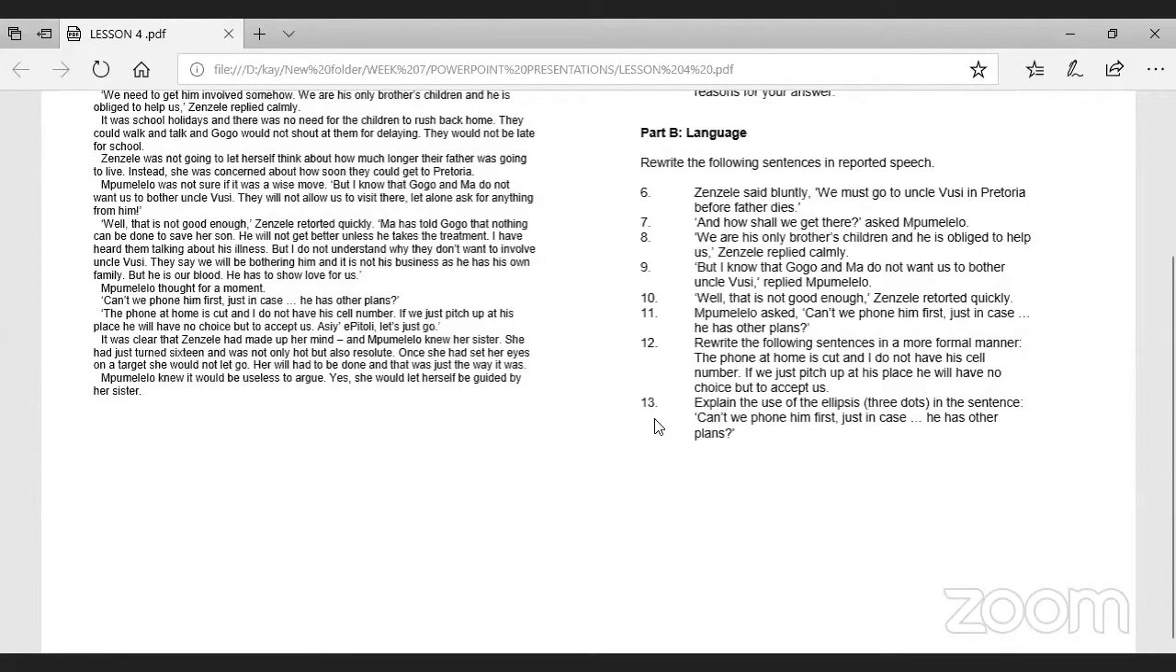So number 11, you're going to say, Mpumelelo asked whether they couldn't phone him first in case he had other plans. Okay. So do you see when you are doing indirect and direct speech, how you move from the present tense into something that happened in the past tense? Do you guys see the changes between the two?